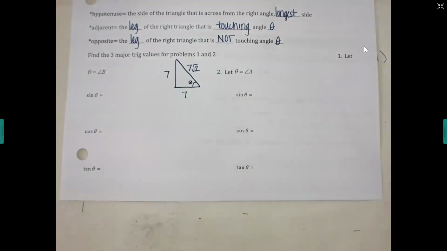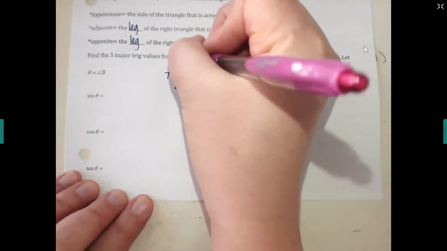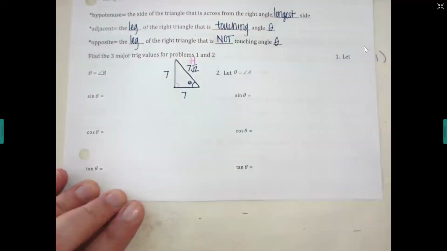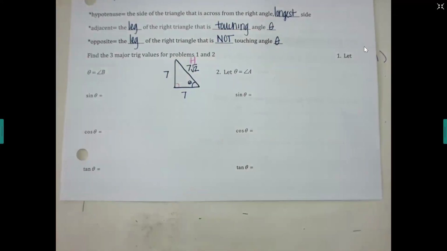Okay, first thing I want you to do is put an H on the side that is the hypotenuse. Where should I put the H on the triangle? Which of those three sides? 7, 7, or 7√2? Which one is the hypotenuse or the longest side? The 7√2. Okay, now if you don't know how to tell, remember wherever the 90-degree angle is, that's touching the two legs. So the one it's not touching, that would be the hypotenuse.